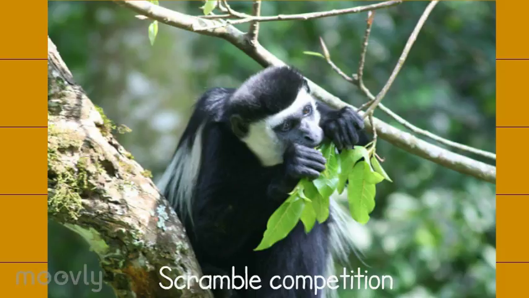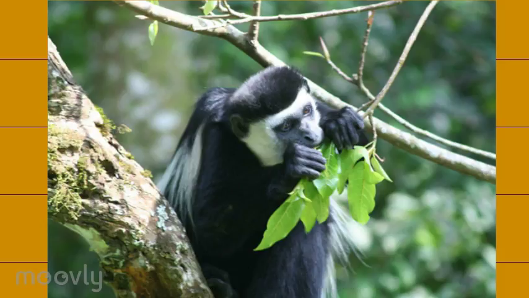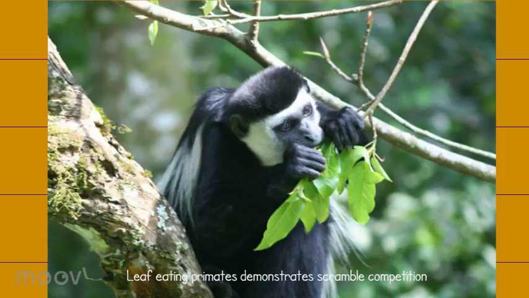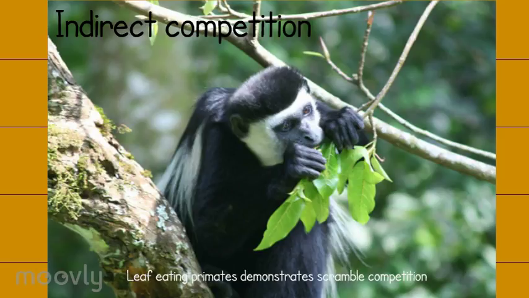A scramble competition is when there happens to be a lot of low quality food. This is most common with leaf-eating primates because trees tend to have larger quantities of edible leaves, though some are of low quality. This can also be referred to as an indirect competition, in which whoever finds the food faster or eats faster gets more food than those who don't eat as fast.